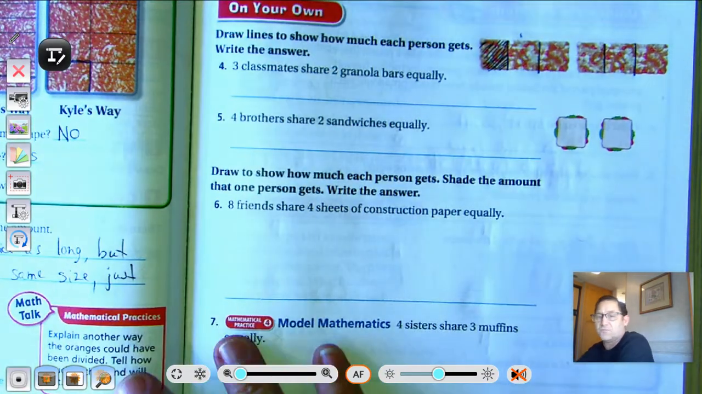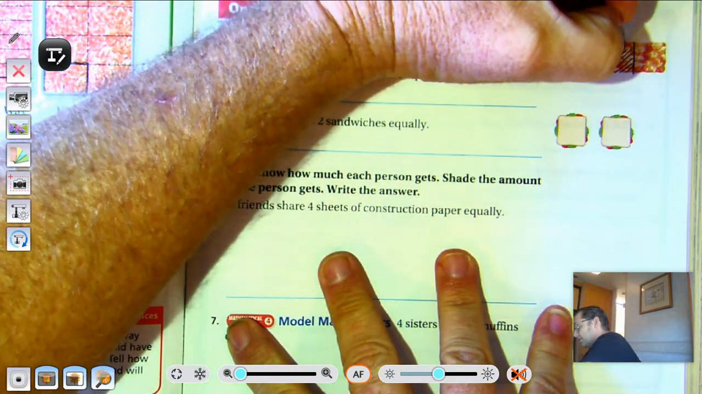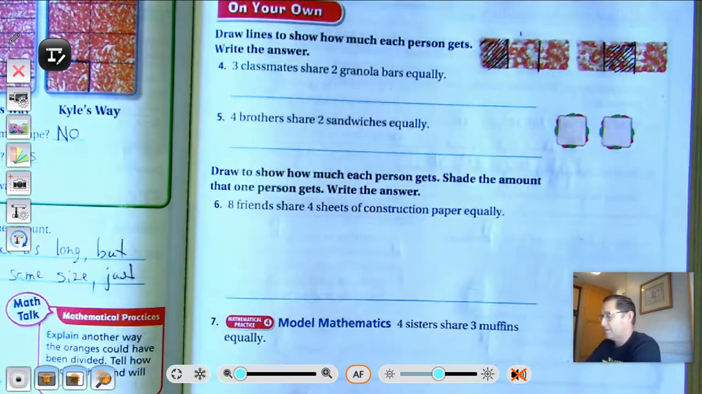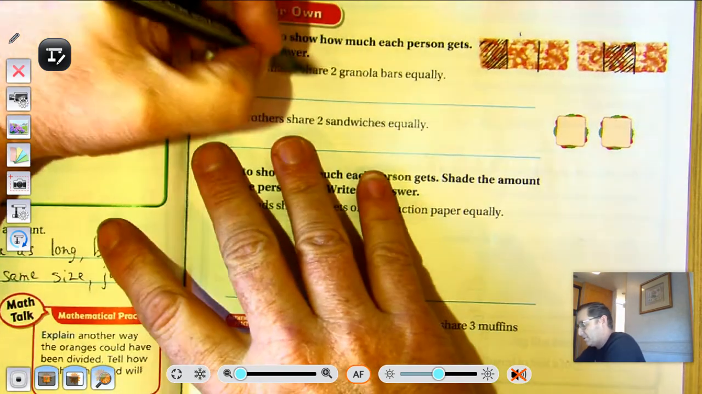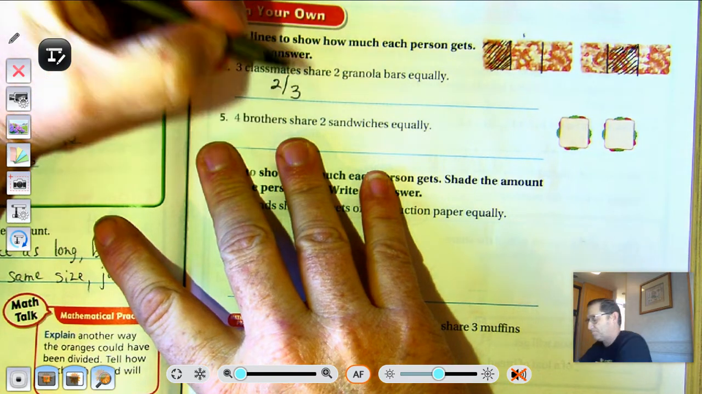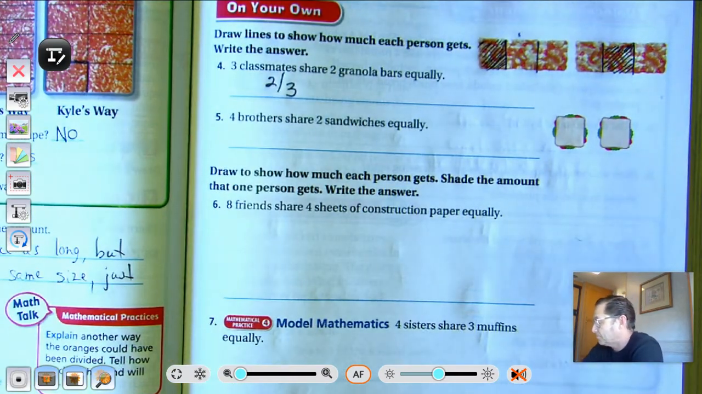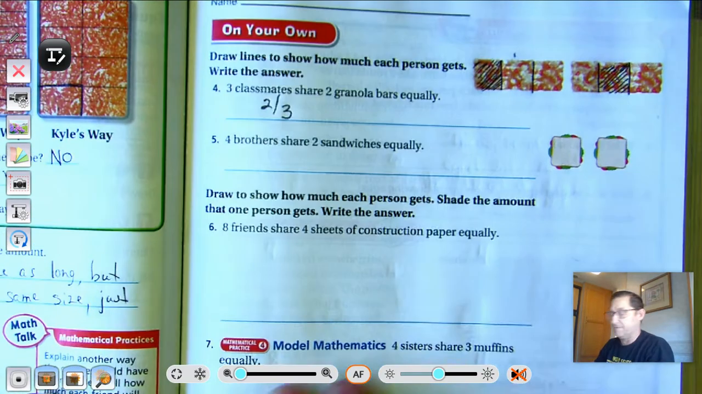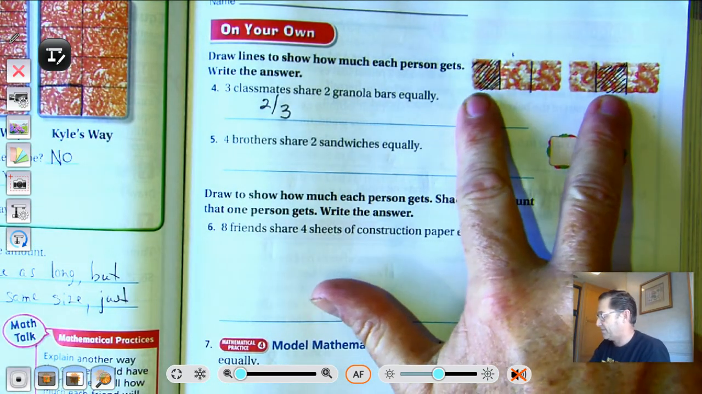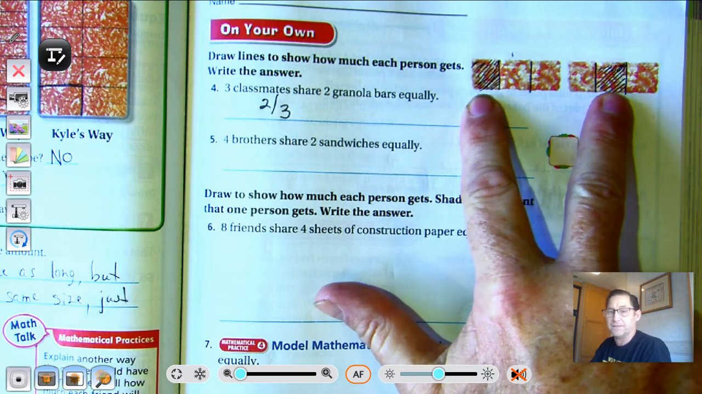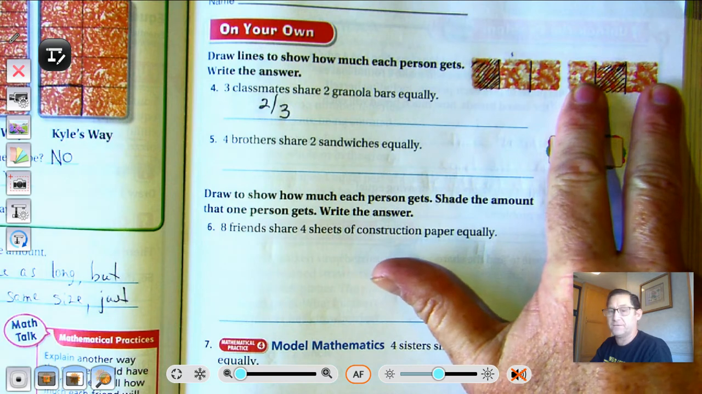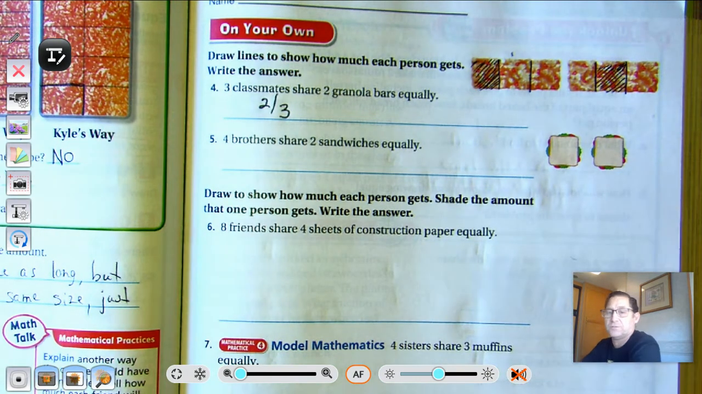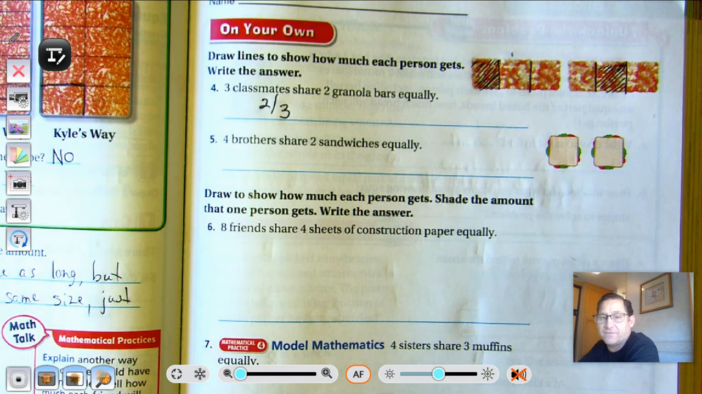Well, we get 1/3 of this one and 1/3 of this one. So what's the total? 2/3. 2/3 of a granola bar. And we can visualize this by saying, if this friend got 2 of the pieces, another friend would get 2 pieces, and a third friend would get 2 pieces. So 2/3. They each get 2 pieces out of 3 parts.